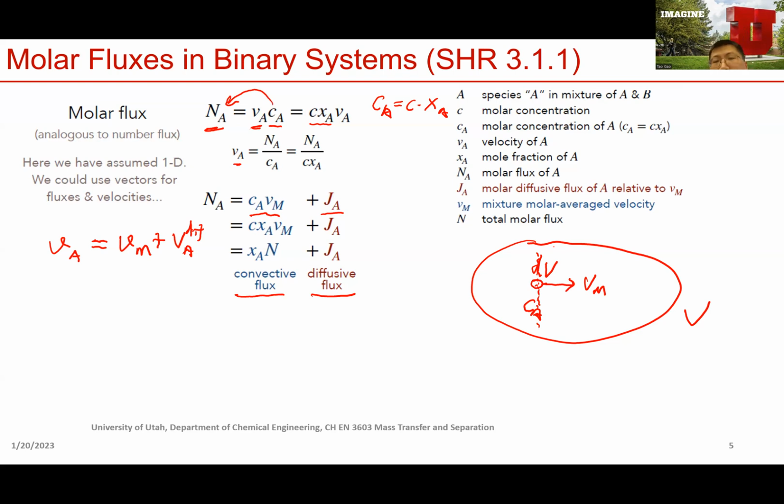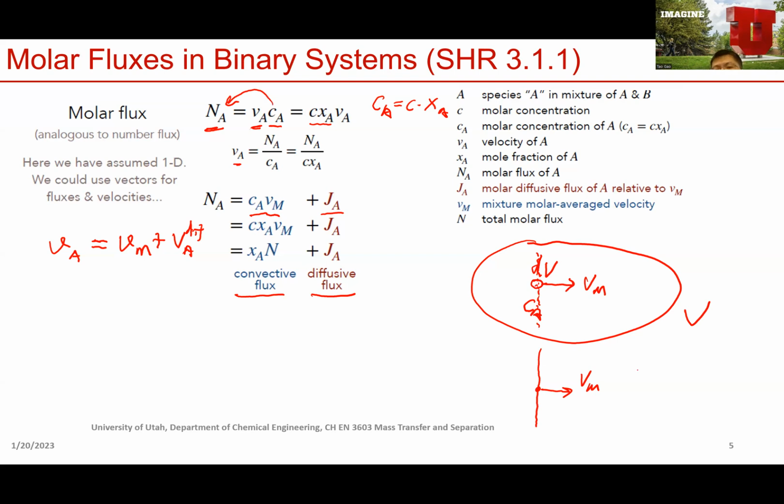Sorry. Okay, let me do this. Let me just transfer the example below, right? So crossing this plane, there will be a molar flux of A that is purely due to the motion of the fluid, right? Because the fluid is flowing through this point, carrying species A with a concentration of C_A. So it's going to create a molar flux.